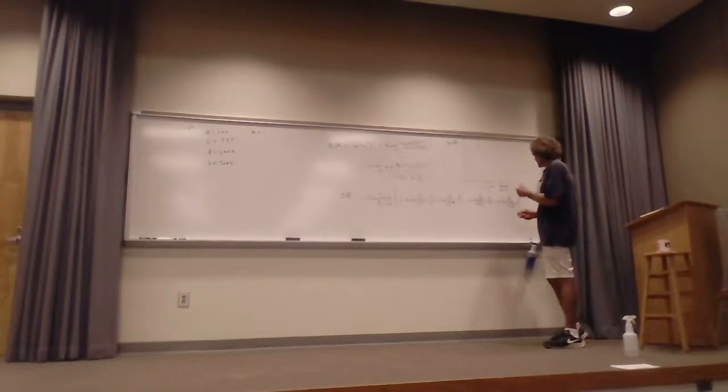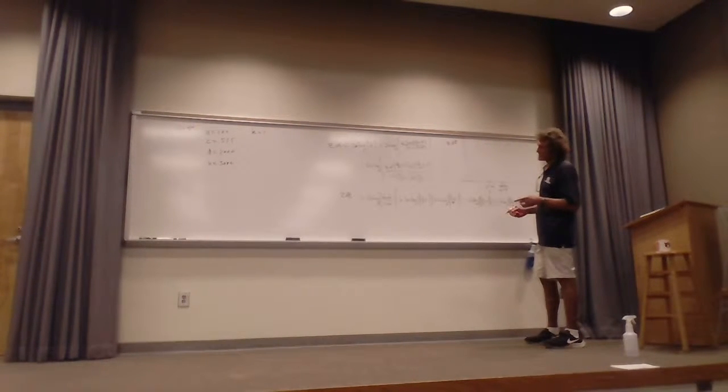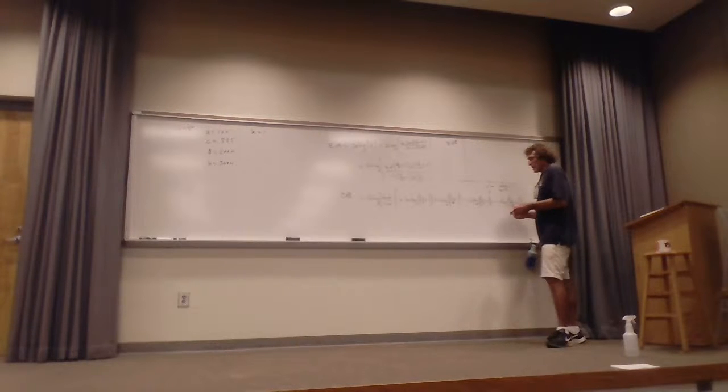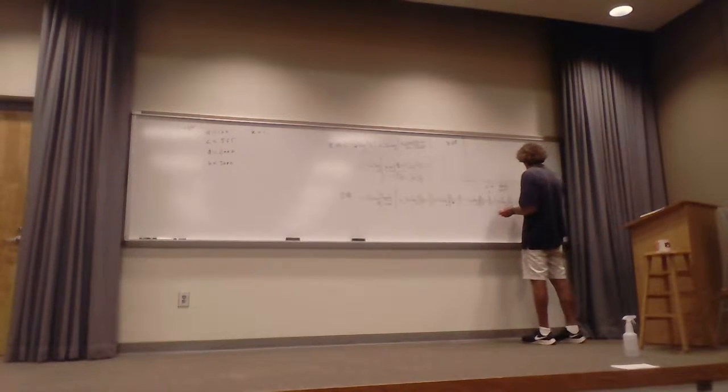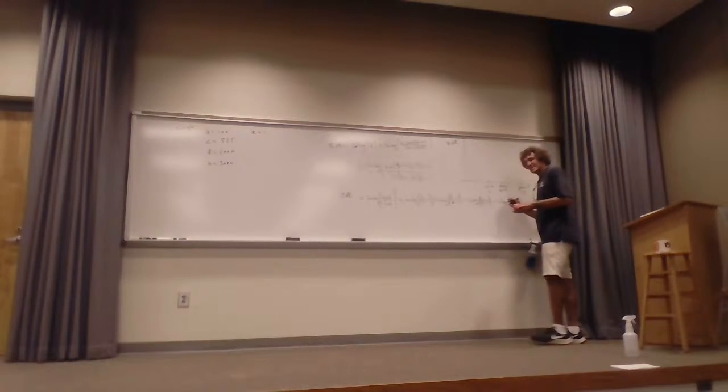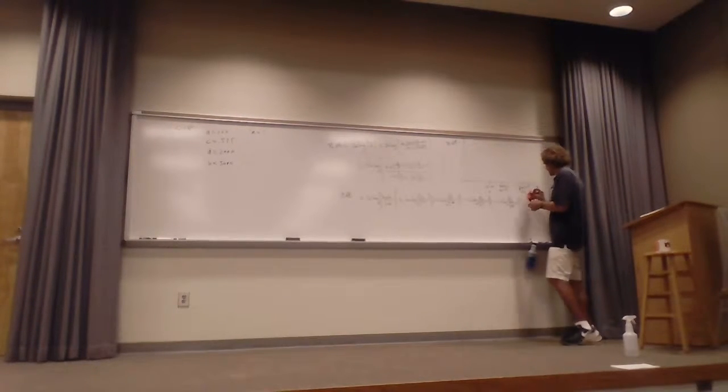The next one is 2,000. So a log of 1,000 would be 3. Log of 2,000 is 3.2. Is that it? 3.3. So we got 2,000 up here, and that's D. And the real value is 3.3.